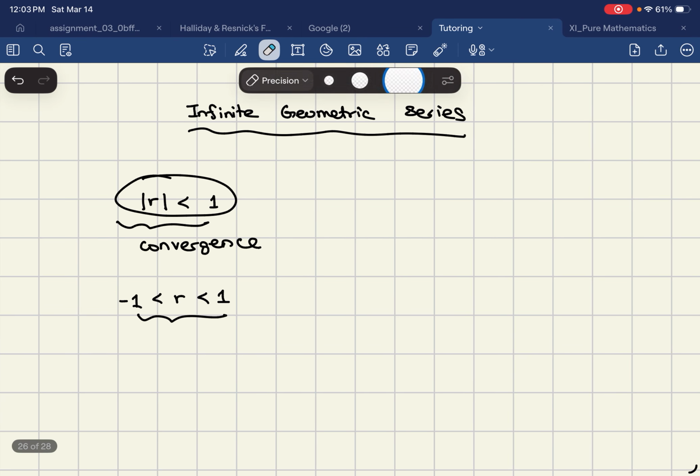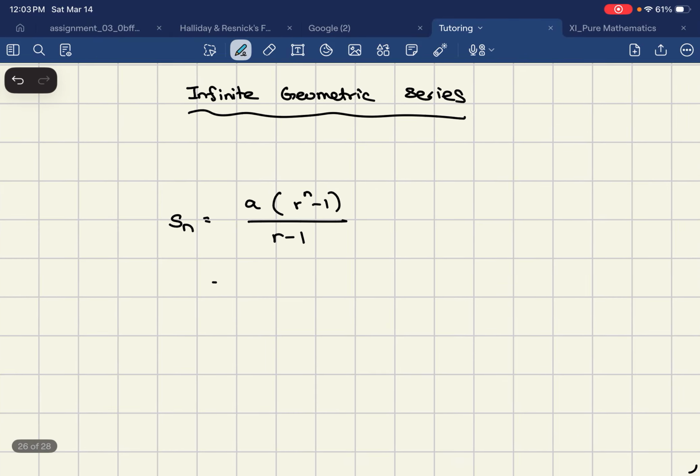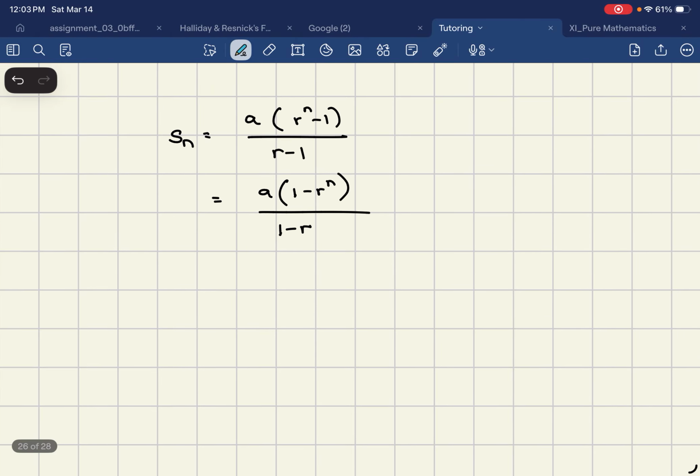And why is that so? Let's look at the formula for the sum of n terms for a geometric series. That is a times r to the power n minus 1, divided by r minus 1. Or another way to write it is a times 1 minus r to the power n, divided by 1 minus r. Now, what happens when we consider the limit? Basically we want to think of what happens when n becomes bigger and bigger. So n tends to infinity.